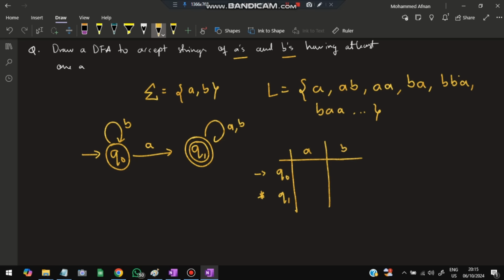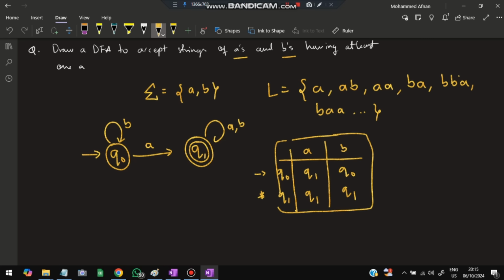Now refer to the diagram here. From Q0 on A, where are we going? From Q0 on A, we are going to Q1. And from Q0 on B, where are we going? From Q0 on B, we are again going to Q0. And from Q1 on A, where are we going? Q1 on A, we are going again to Q1. And from Q1 on B, where are we going? From Q1 on B, again we are going to Q1. So this is the transition table.